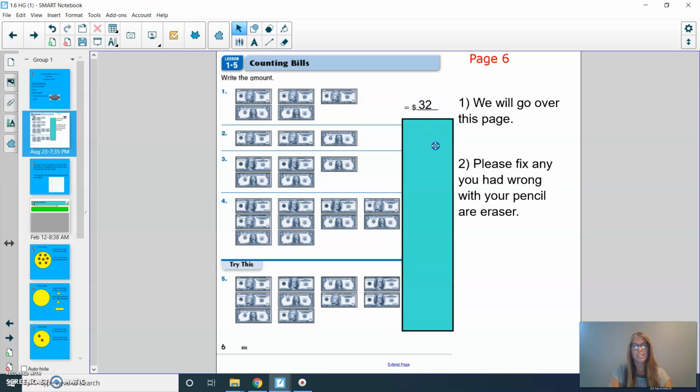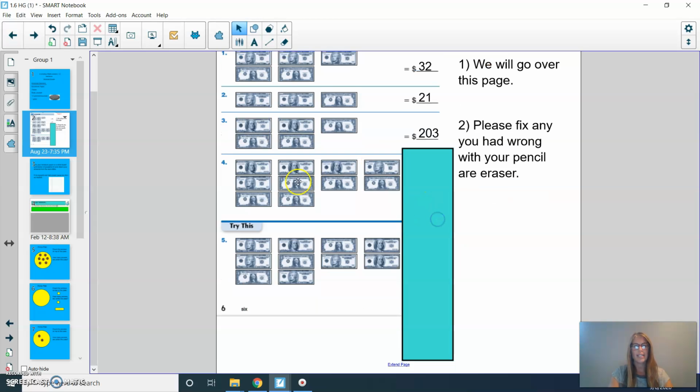So when I looked at that first amount for number 1, I could see that I have 10, 20, 30, 31, $32. When I looked at number 2, I can see that I had two $10 bills for my 10, 20, and then a $1 bill. When I looked at number 3, I can see that I have 100, 200, and then I have $1 bills. So then I have 201, 202, and 203.